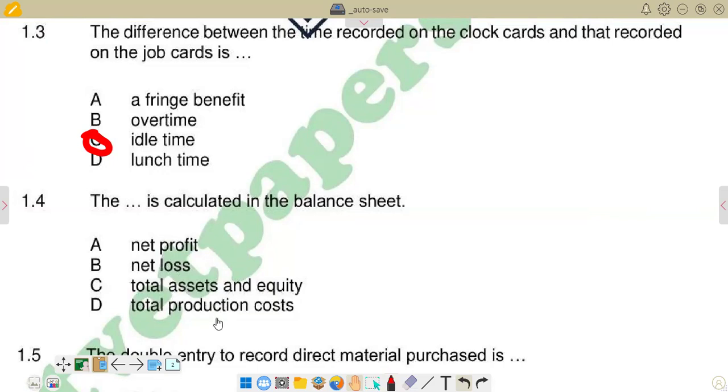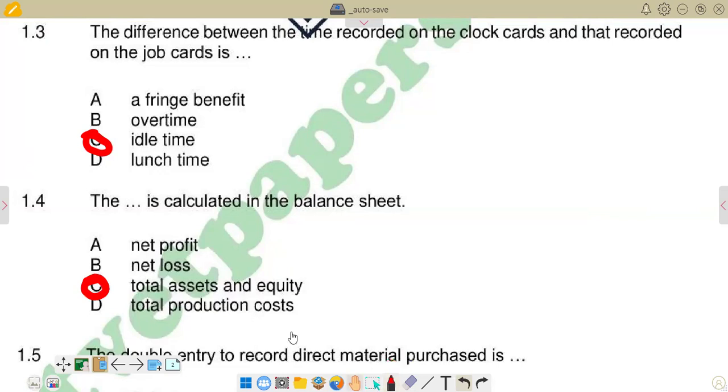Then we go to total assets and equity. We know that in the balance sheet that's where we're going to find all the total assets, and then the equity representing our capital, which is correct. Then total production cost we don't find in the balance sheet, but in the production cost statement. So C is the most appropriate.